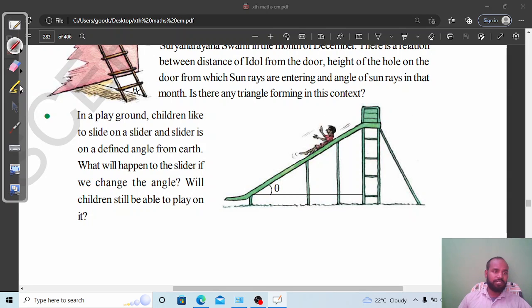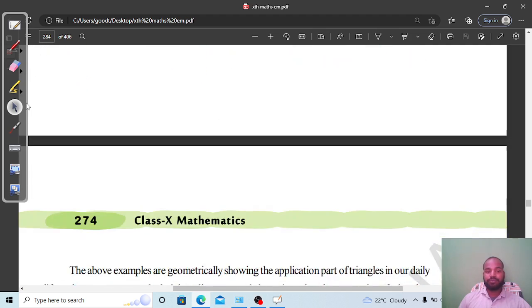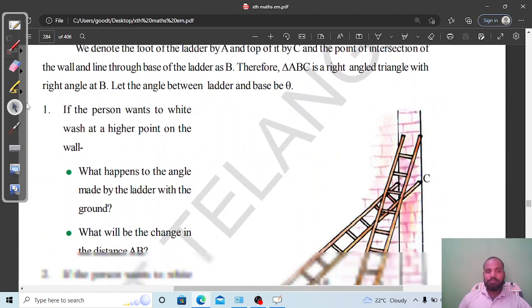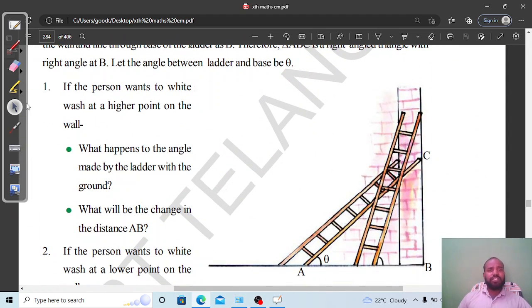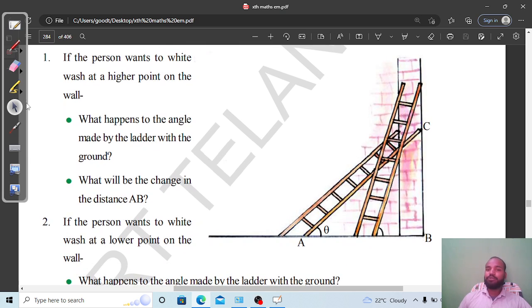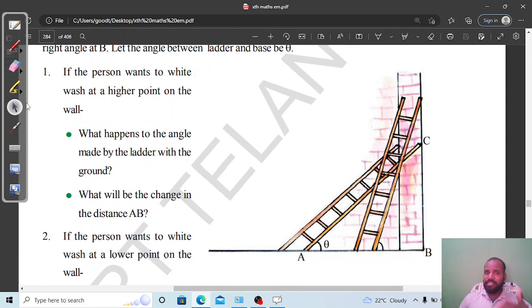So those are the examples. If you want to whitewash the higher point on a wall, what should you do? You have two ladders, ladder A and ladder B. Suppose these are two same ladders. Now, if you want to paint at a higher elevation, what will you do here? You have to make a different angle with the ground. Yes or no?